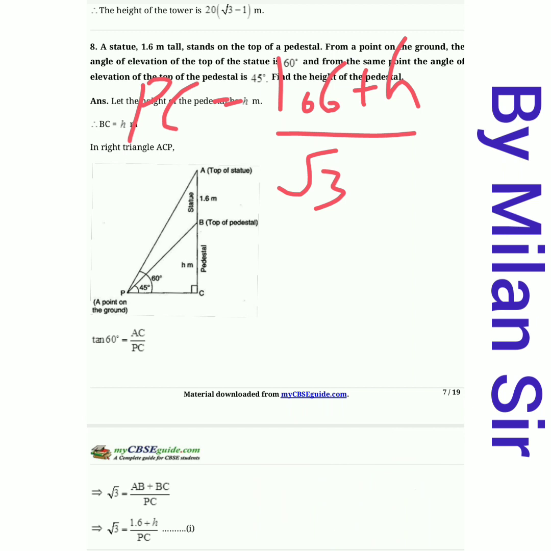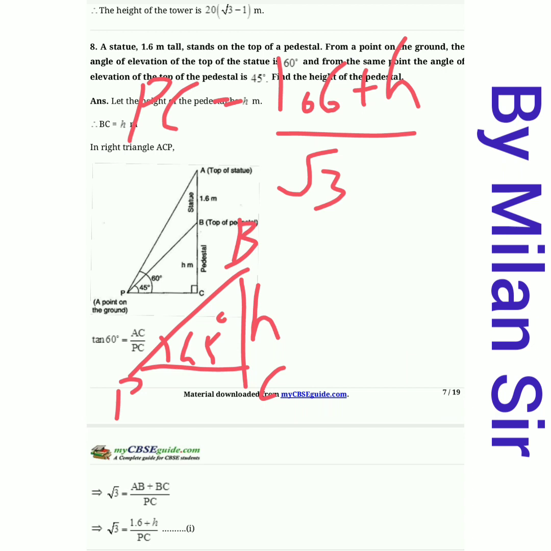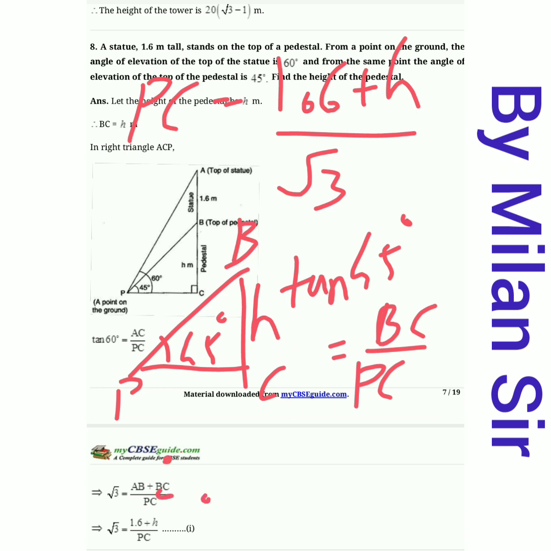Now use the second triangle. It is PBC, right? Here height H, here angle 45 degrees. So again the opposite side BC is H, and we need to find the relation with PC, which is the adjacent side. So opposite side and adjacent side, that's why we use tan 45. So tan 45 equals opposite side BC upon adjacent side PC. Now the value of tan 45 is equal to 1. BC we can write H, PC we need to find.